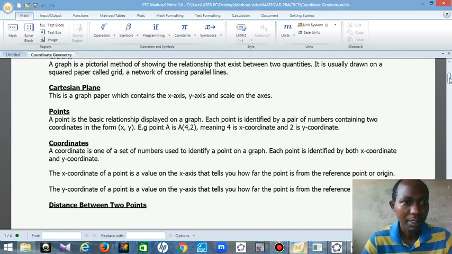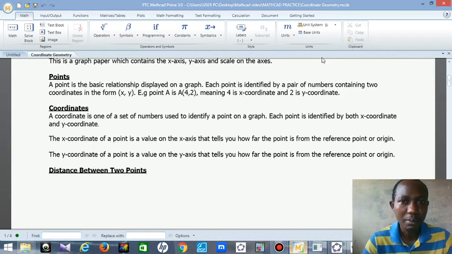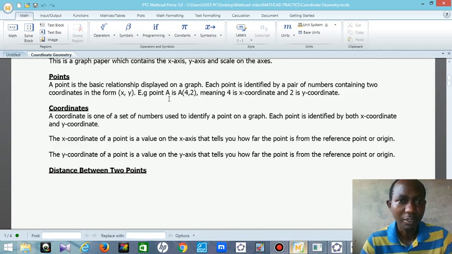Now let's start with the first major parameter we have in the graph, which is a point. We say a point is the basic relationship displayed on a graph. Point is the major parameter we treat in graph, because before you plot any graph, you need to have a point. It is the point you are locating, then you join the points and you start interpreting your graph. You try to see how the points vary. Every other thing comes after you have your point.